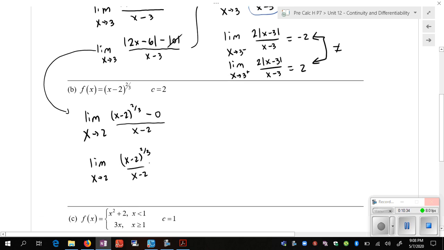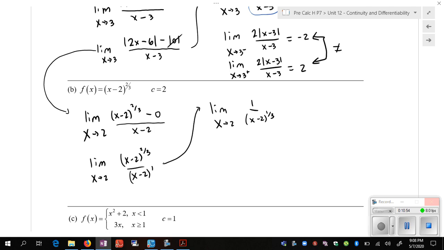And I end up getting, by property of exponents, because this is really to the first, there are more x's on bottom, so I could really rewrite this as the limit as x goes to 2 of 1 over (x minus 2)^(1/3). 2/3 minus 1 is 1/3, and then 1/3 is going to be on the bottom as the exponent. And now, by direct substitution, we get 1 over 0, which means that, again, this does not exist. Therefore, f prime of 2 does not exist.